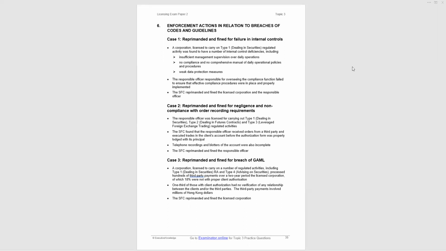Okay, as ever, the best way to further work on your knowledge base of topic 3, especially with this material, is not necessarily to sit and read it. It's classically forgettable. No, the best way to get it into your short-term memory is to practice questions. And as I've said many times, questions are provided on Examinator.online.